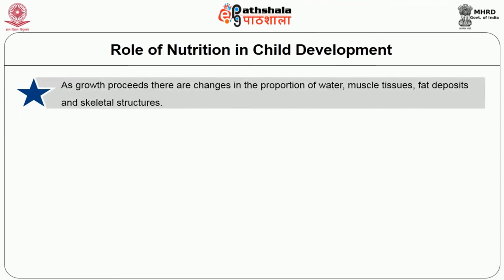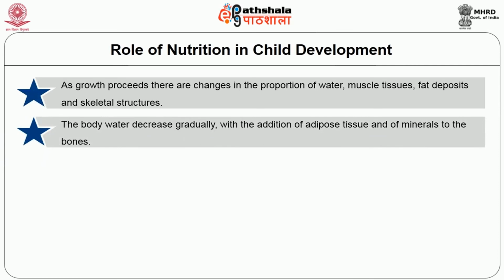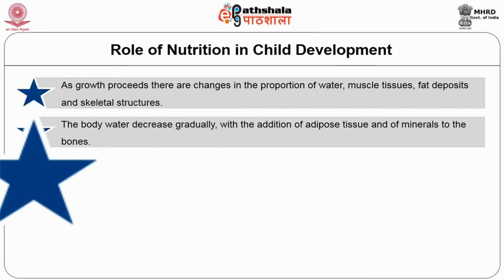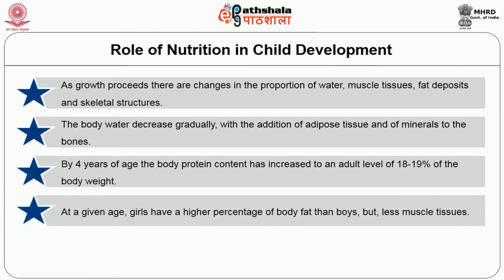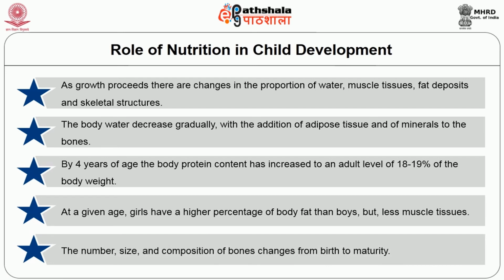As growth proceeds, there are changes in the proportion of water, muscle tissue, fat deposits and skeleton structure. The body water decreases gradually, with the addition of adipose tissue and minerals to the bones. By 4 years of age, the body protein content has increased to an adult level of about 18 to 19% of the body weight. At a given age, girls have a higher percentage of body fat than boys but less muscle tissue. The number, the size and the composition of bones change from birth to maturity.